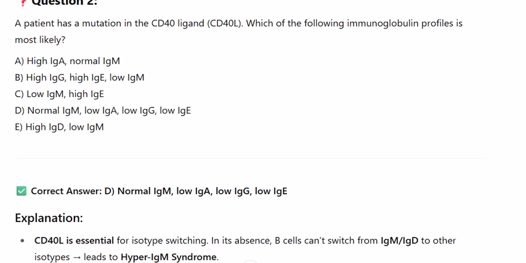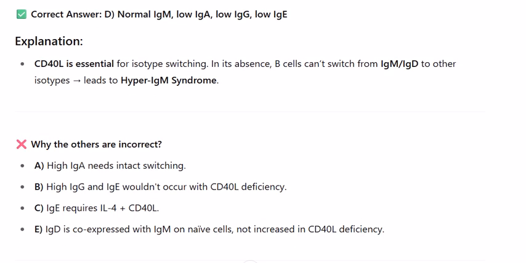Explanation: CD40L is essential for isotype switching. In its absence, B cells can't switch from IgM, IgD to other isotypes, which leads to hyper-IgM syndrome. The others are incorrect. A. High IgA needs intact switching. B. High IgG and IgE wouldn't occur with CD40L deficiency. C. IgE requires IL-4 plus CD40L. E. IgD is co-expressed with IgM on naive cells, not increased in CD40L deficiency.